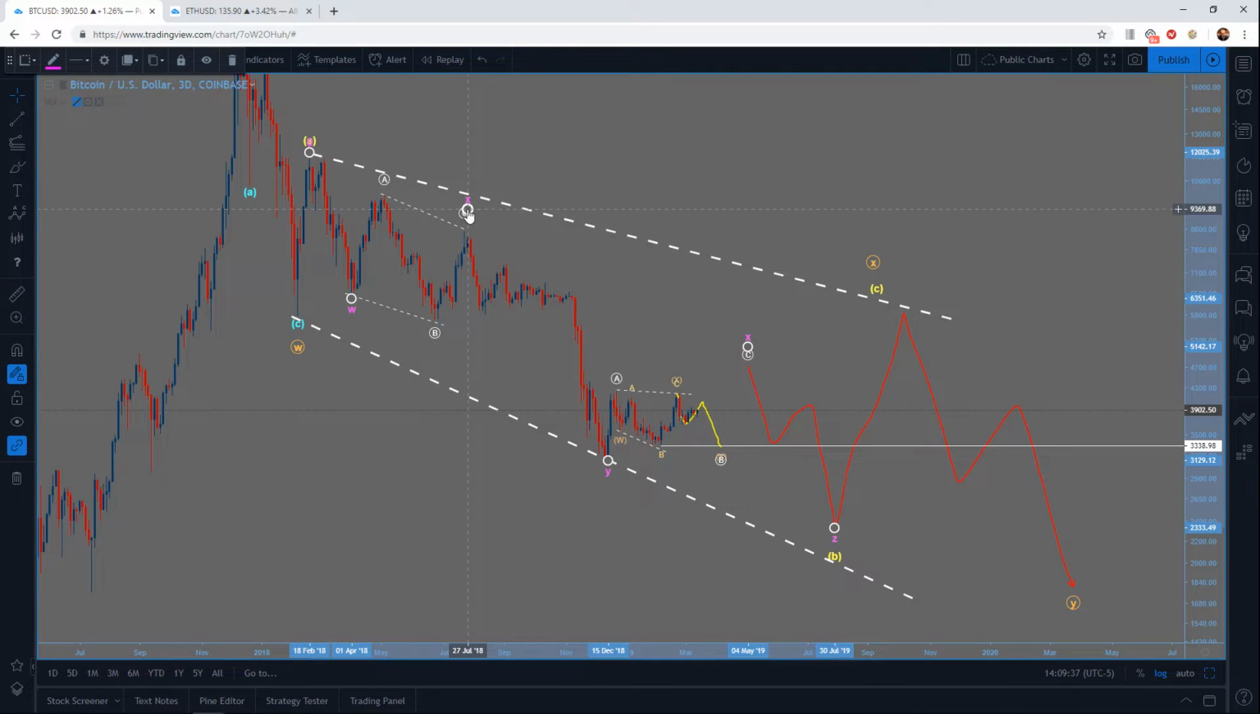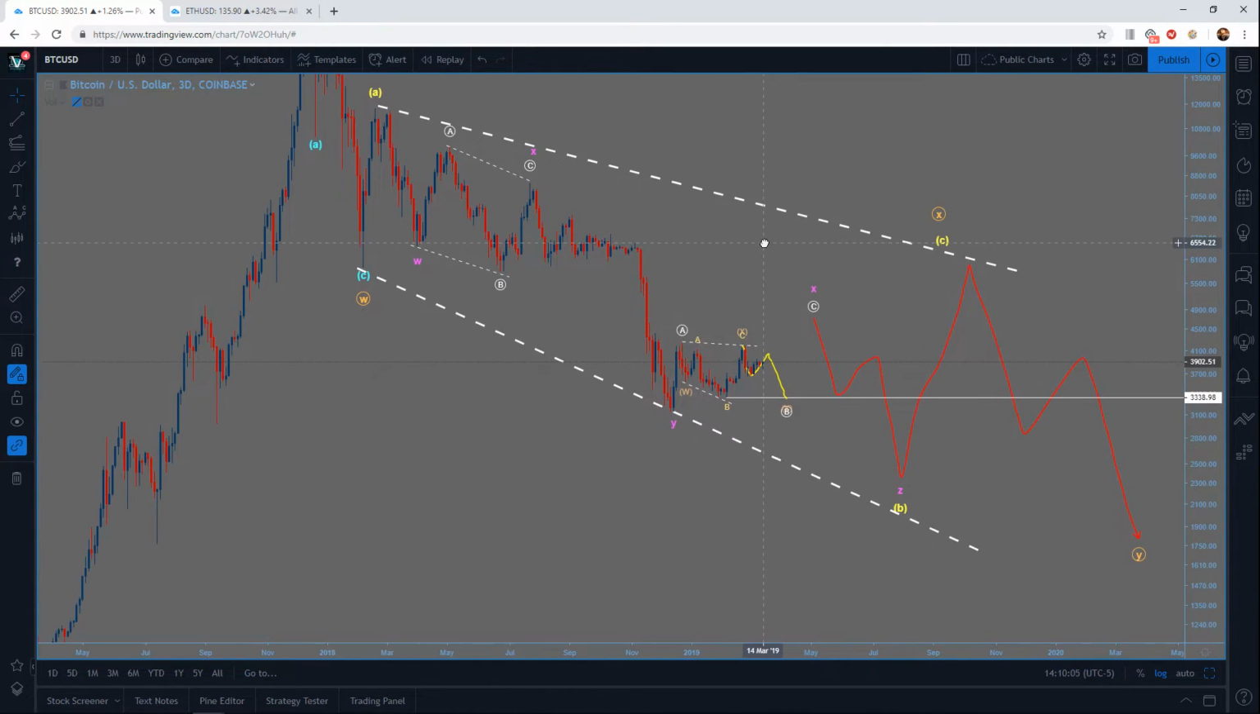Now this is in a complex WXYXZ making up a V wave. You should get used to V waves being nasty, disgusting, long, and range bound for the most part. You will always have impulses within moves. However, we are primarily corrective. So we should expect a lot of time to pass without much price movement.